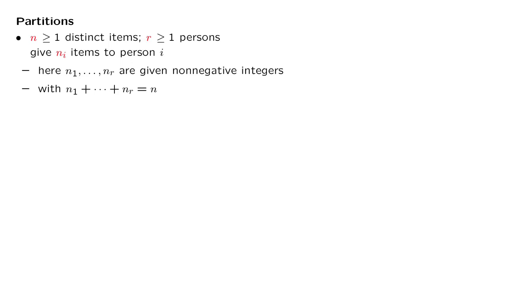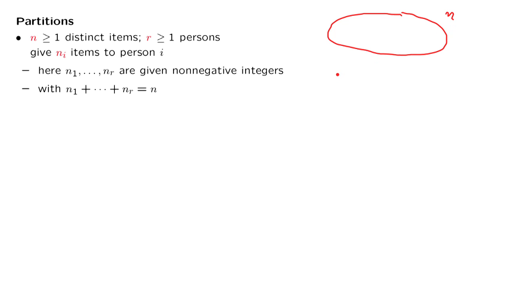We now come to our last major class of counting problems. We will count the number of ways that a given set can be partitioned into pieces of given sizes. We start with a set that consists of n different elements. And we have r persons.